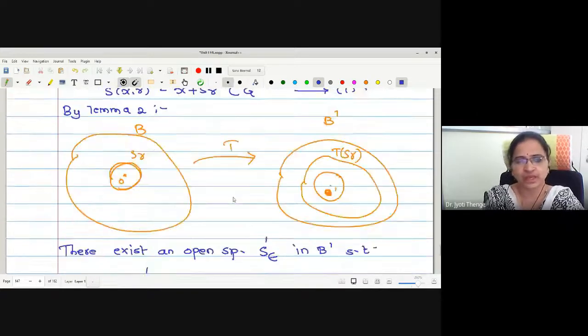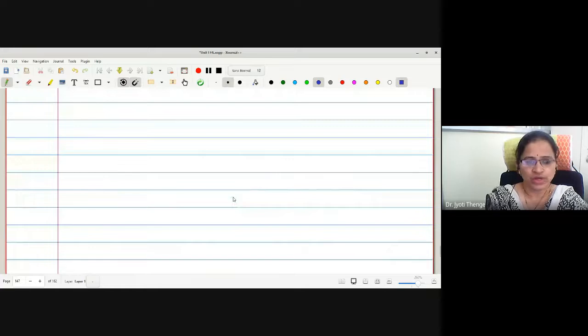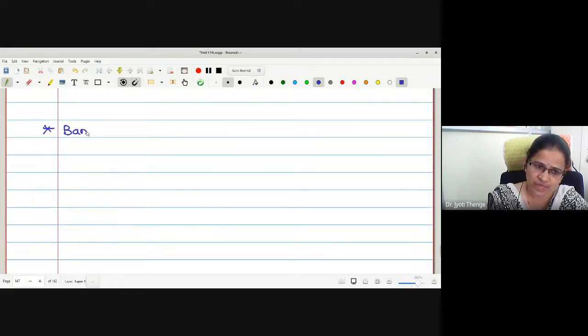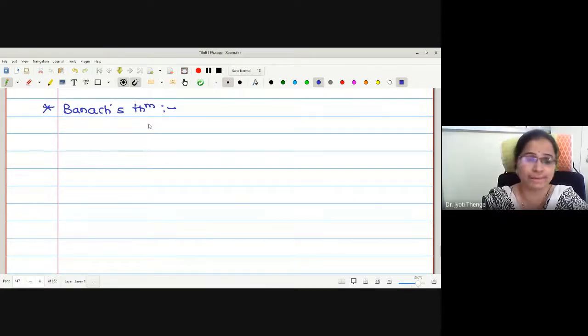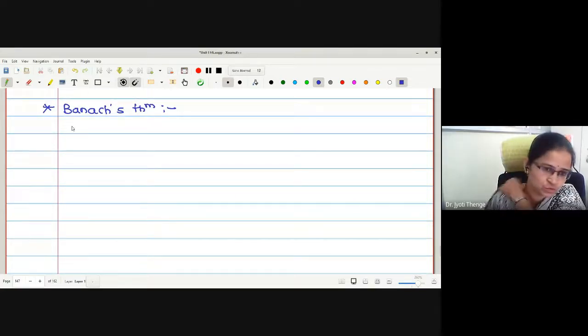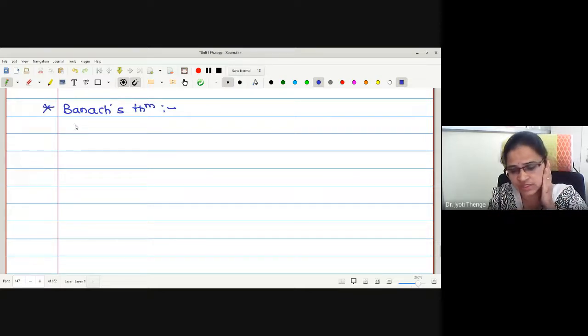Now let us go to the next important theorem, called Banach's theorem. Stefan Banach himself gave the proof of this theorem. This theorem is actually an alternative condition for the mapping T inverse to be an open map, T inverse to be continuous. That is, T inverse is continuous, equivalent to T is an open mapping. Let me just write this statement.